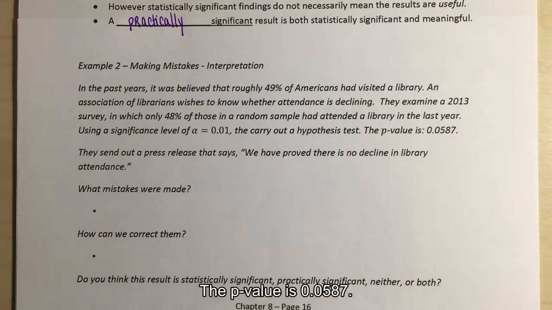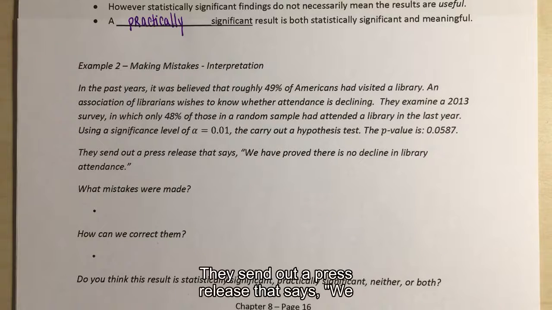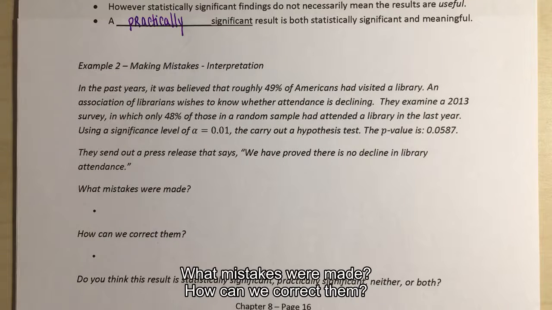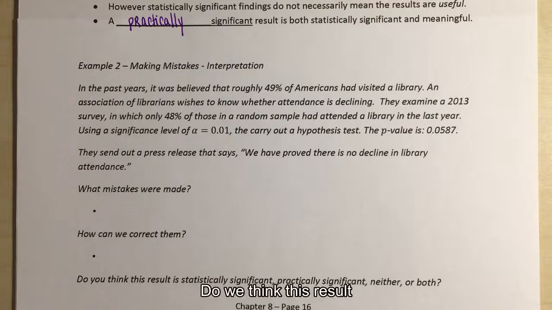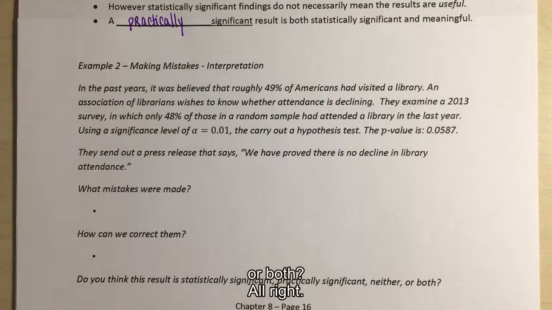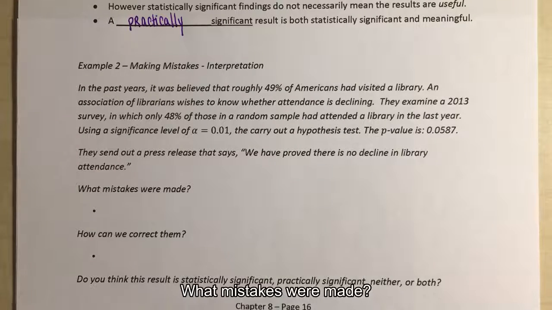The p-value is 0.0587. They send out a press release that says, "We have proved there is no decline in library attendance." What mistakes were made? How can we correct them? And do we think this result is statistically significant, practically significant, neither, or both? All right, so what mistakes were made?